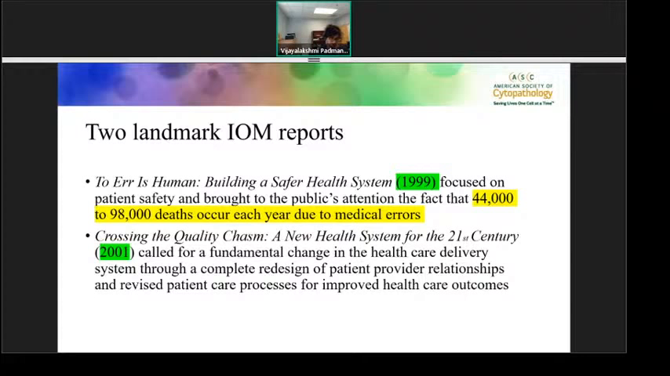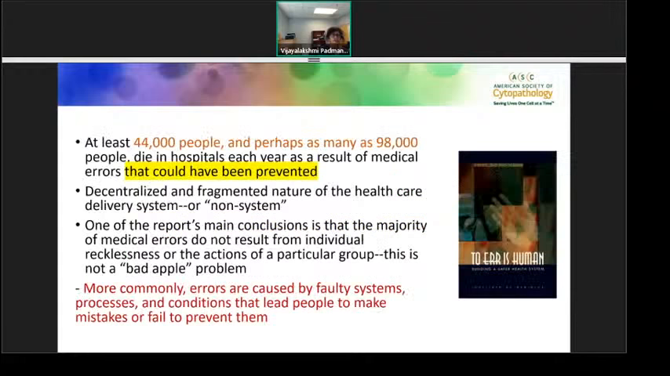Crossing the Quality Chasm called for a fundamental change in how we deliver healthcare, because of the fragmented nature of the care that's being delivered. So it's almost like we have this fragmented system which some people might think of as a non-system. And the big thing that came out of To Err Is Human is that a lot of these errors could have been prevented, and a lot of them occurred because of faulty systems or processes that made somebody fail, and there was a failure in preventing these errors from happening.